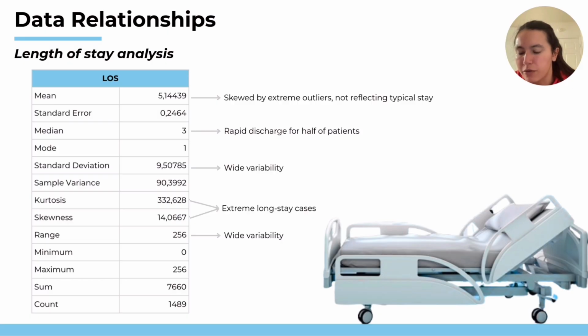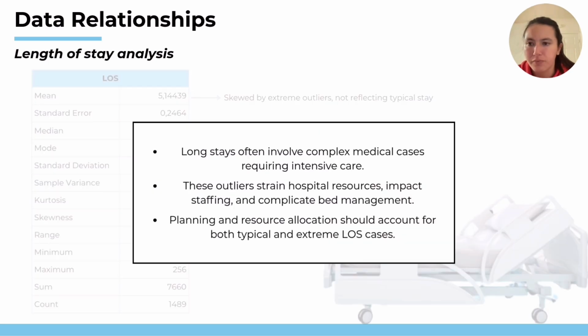The extreme skewness of 14.07 and the very high kurtosis of 332.63 confirm that a few exceptionally long stays stretch the distribution. These outliers usually represent complex medical cases, such as intensive care, multidisciplinary treatments, or delayed discharge. Even if they are not usual, these cases place significant pressure on hospital resources, including bed availability and staffing. So planning should not rely only on the average length of stay, but should also account for extreme cases to ensure effective resource allocation within the hospital.